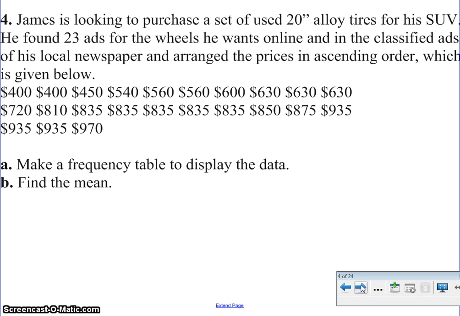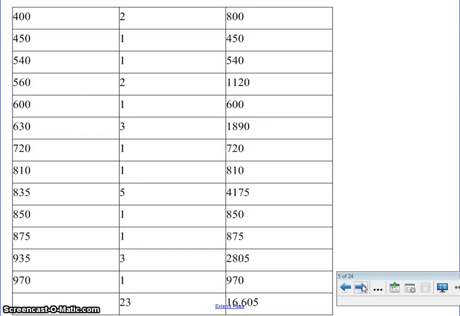All right, number 4, it says James is looking to purchase a new set of 20-inch alloy wheels for his SUV. He found 23 ads in the paper. So kind of circle that. Remember that when you're creating your chart, you should have 23 prices when all is said and done. So they've already done some of the work for you. It's already in ascending order, and it's asking you to make a frequency table to display the data and then find the mean. So what I've done here is I've created the frequency data chart.